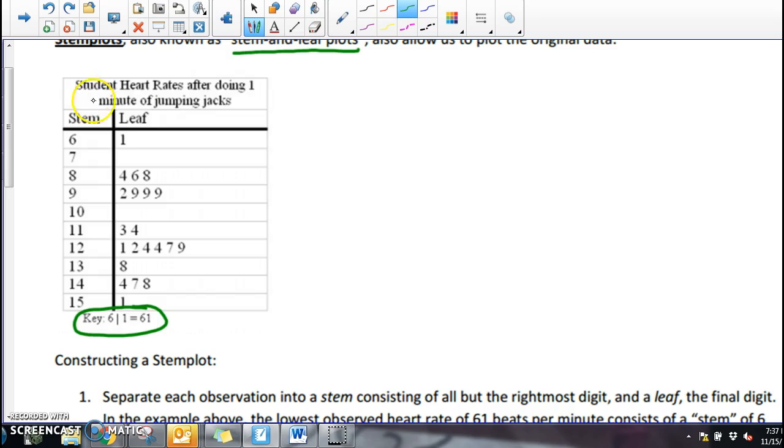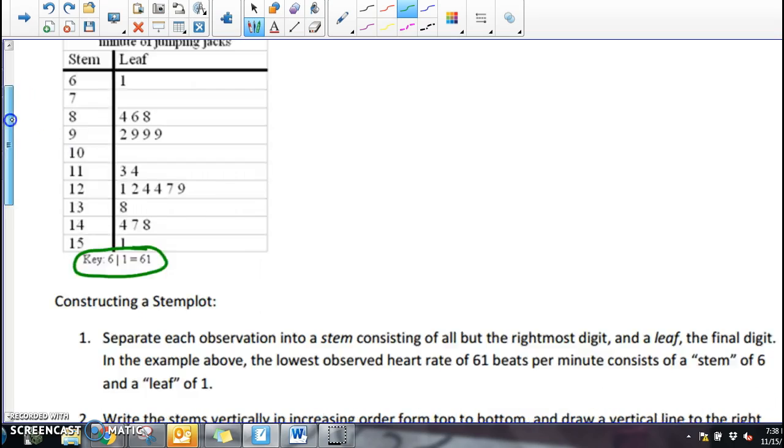But this just has a title, student heart rates after doing 1 minute of jumping jacks. The stem part is 60, 70, 80, 90, 100, 110, 120, 130, 140, 150. If there isn't any data there, you just leave it blank. You should go in numerical order though. All right?